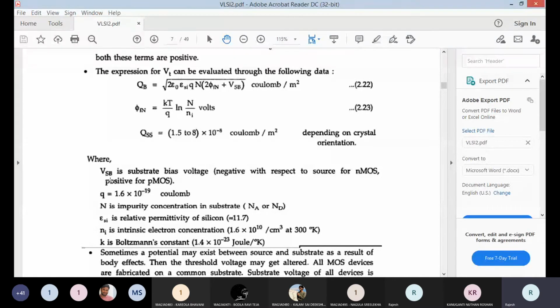But this basic MOSFET must not affect the characteristics of the adjacent MOSFET. So the best thing we have to do is to see that the depletion region is reverse biased. So how do you make it reverse biased? You have to apply some potential difference between source and substrate. VSB is the substrate bias voltage, negative with respect to source for NMOS, positive for PMOS.